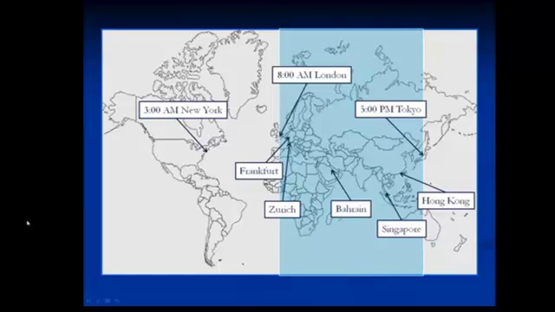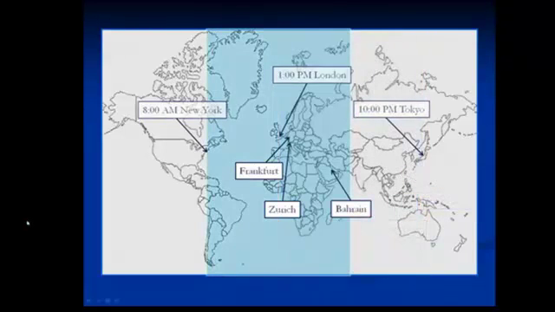We progress throughout the day. It's 5 p.m. in Tokyo. What comes online after Tokyo? Hong Kong, Singapore, Bahrain, Zurich, Frankfurt, London. It's nighttime there in New York. And then the world keeps on turning.